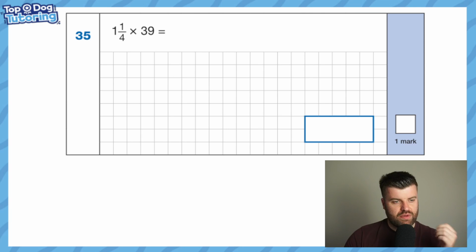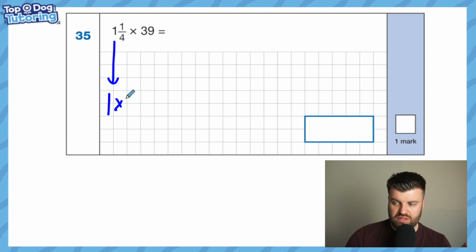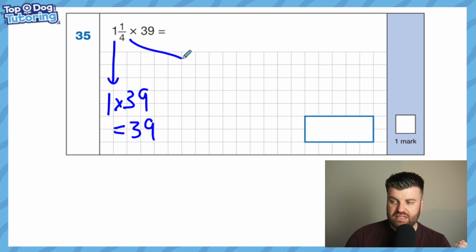And the last one I want to look at here is a classic one. This is from the 2024 SATs paper. 1 1/4 times 39. I'm going to split this. I'm going to do 1 times 39 because that's incredibly easy. That's just 39. And then I'm going to take this quarter out and I'm going to do 1/4 times 39. Now again, this is actually easy. The answer is 39 quarters.